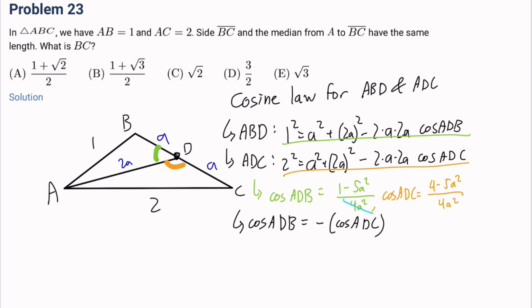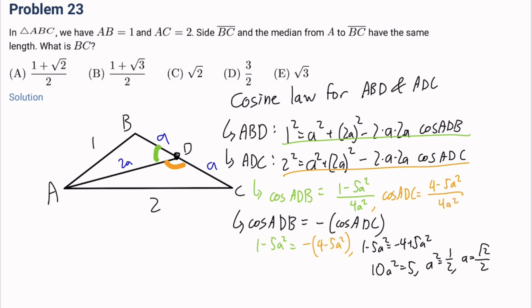We compare this one and this one, and we can just cancel these out from the first. That will be 1 minus 5a squared equals negative, and then negative 4 minus 5a squared. So 1 minus 5a squared equals negative 4 plus 5a squared. 10a squared equals 5, so a squared equals 1/2, and a equals root 2 over 2. We want BC. BC is 2a, and that is equal to root 2. So the answer is root 2, it's C.